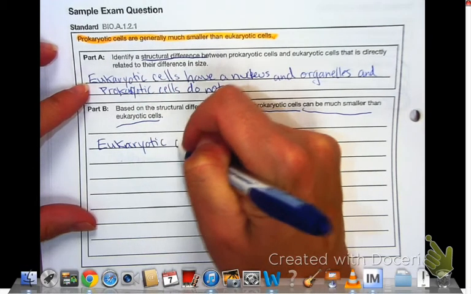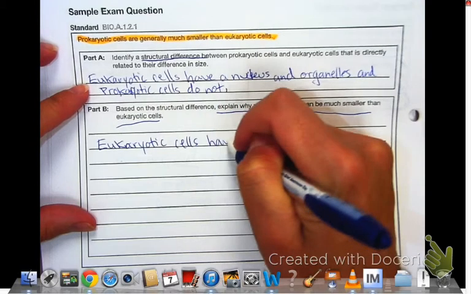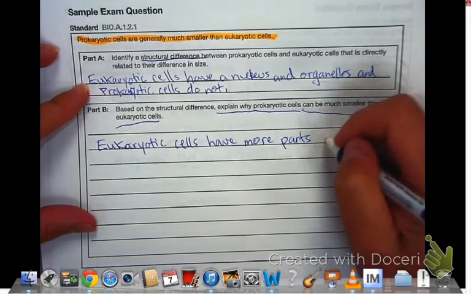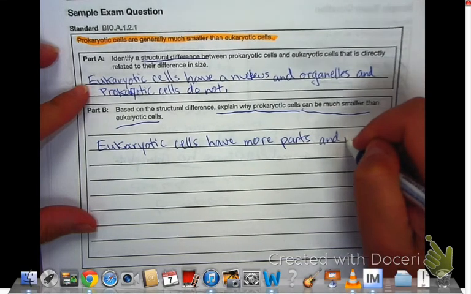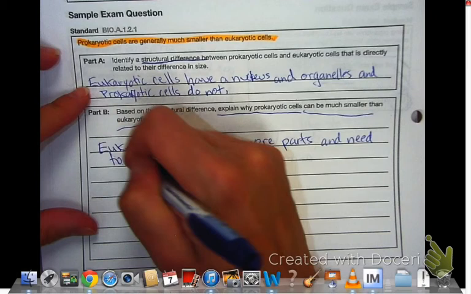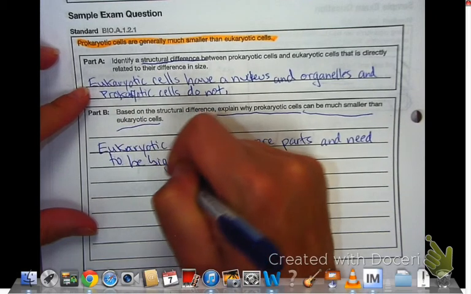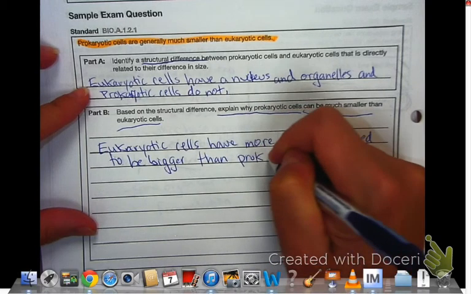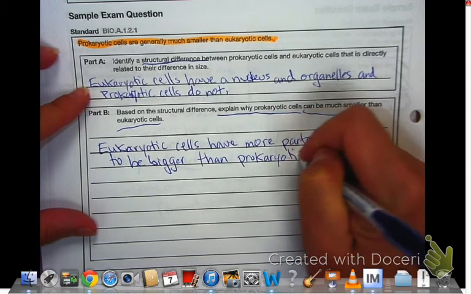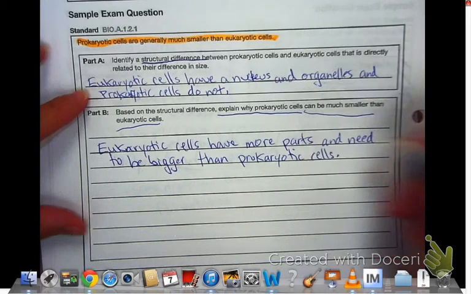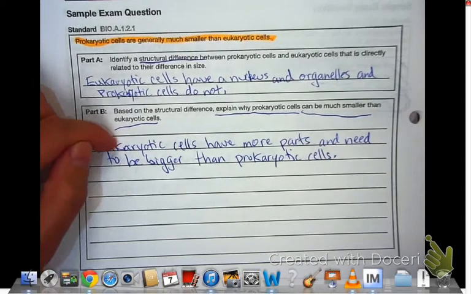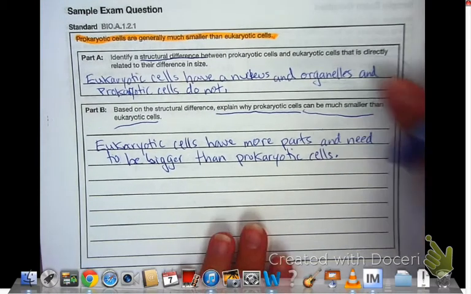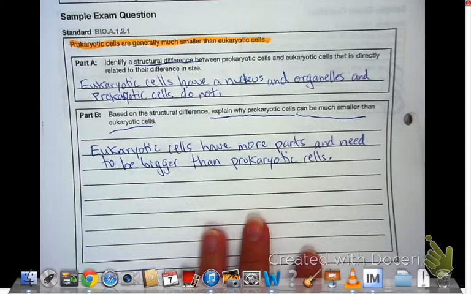eukaryotic cells have more parts and need to be bigger than prokaryotic cells. Notice I've answered both of these questions. Both of these questions would score a perfect, and both of them are only a sentence long. So again, we're not looking for quantity here, we're looking for quality.